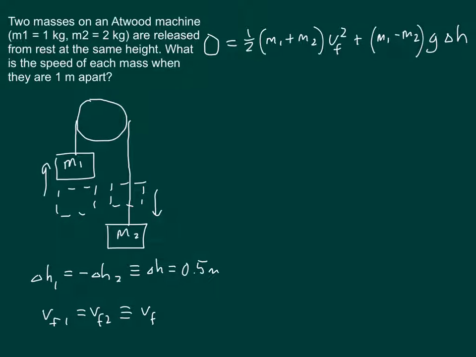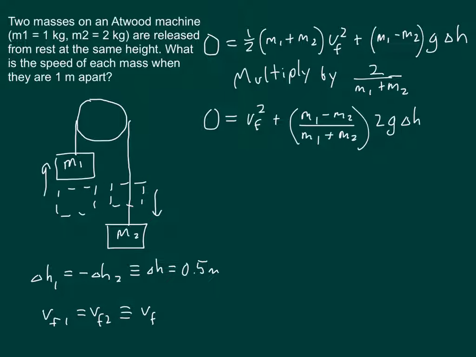So there are many ways to do this. I am going to choose to multiply by 2 over the sum of m1 plus m2. And when you do that, the left-hand side stays 0, but on the right-hand side, we get rid of the coefficient in front of v sub f squared. So that's useful to us, and the reason I chose 2 over m1 plus m2 is the fact that it is the inverse of the coefficient in front of v sub f squared. So we're one step closer to solving for v sub f.